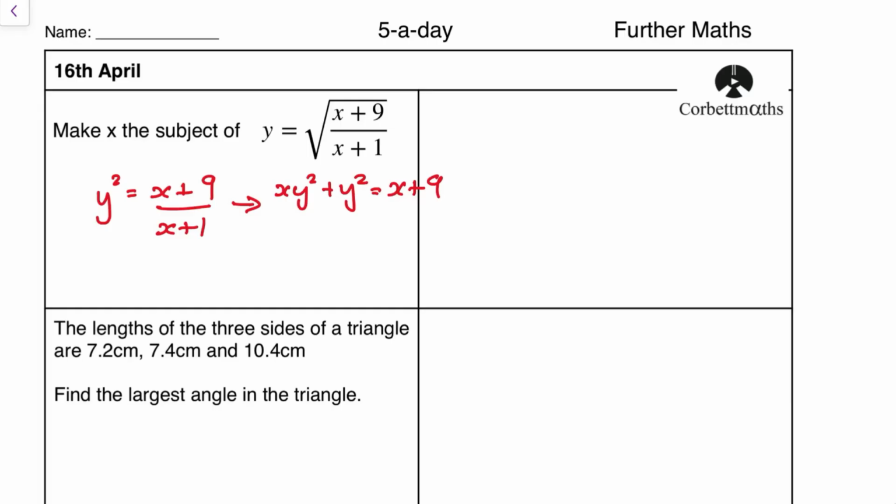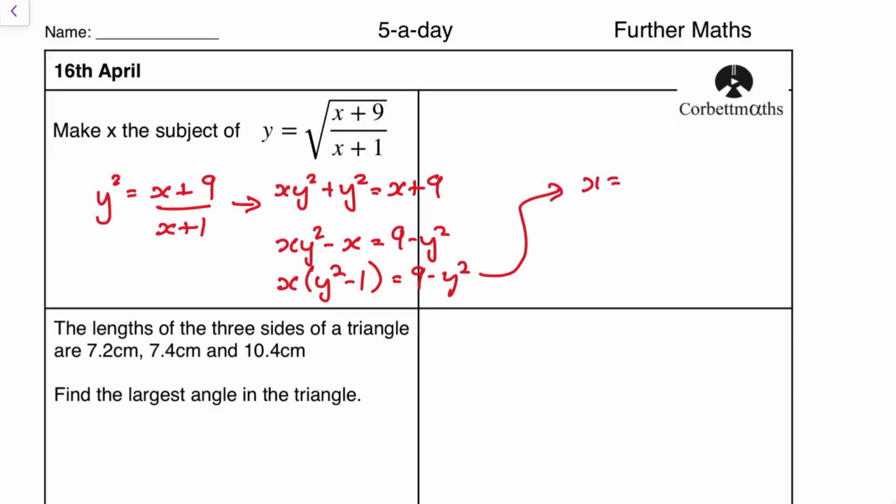Then I want to make x the subject, so move all x's to the left. So xy squared minus x equals 9 minus y squared. Factorize out the x. So it gives me x times (y squared minus 1) equals 9 minus y squared, which means my final answer is going to be x is equal to 9 minus y squared over y squared minus 1.